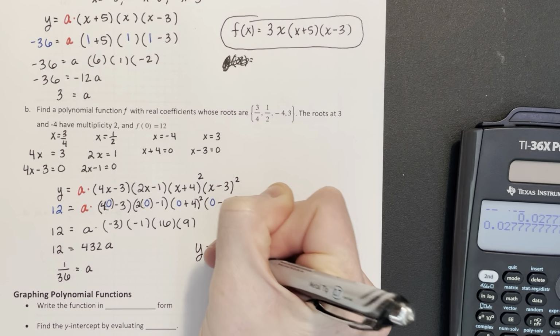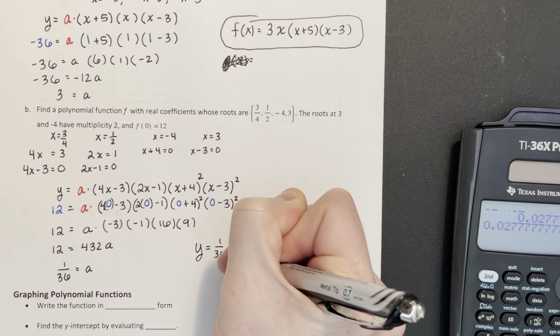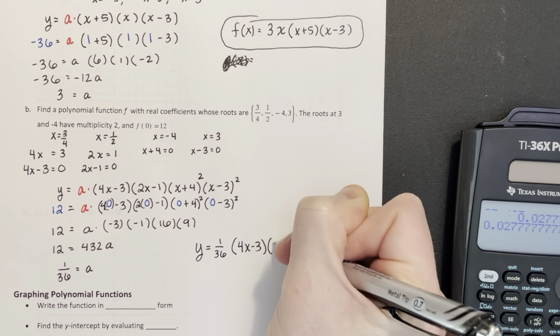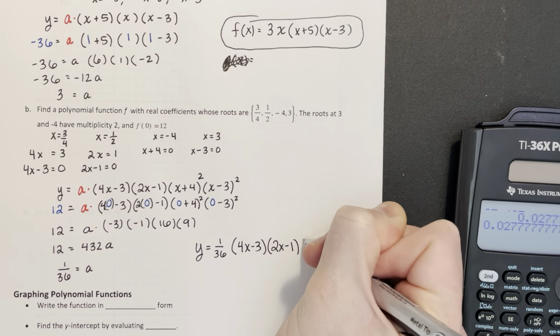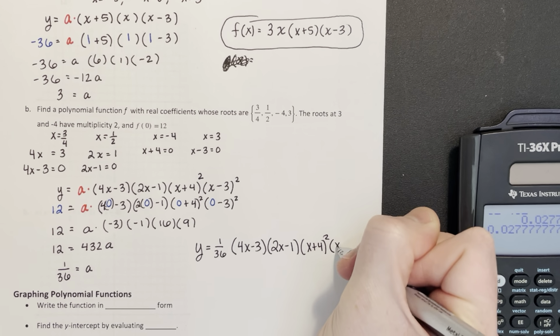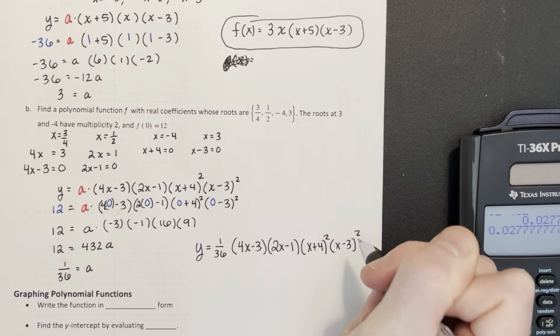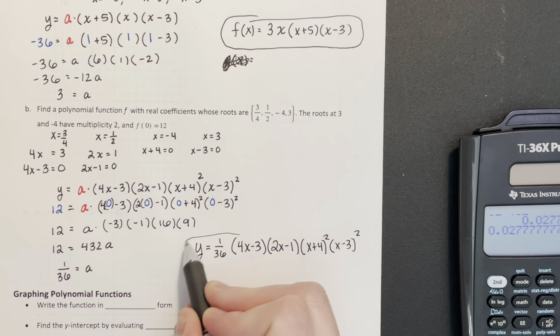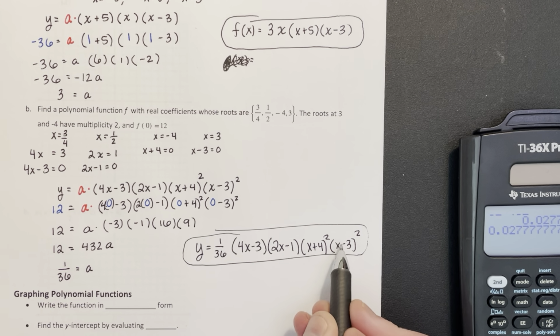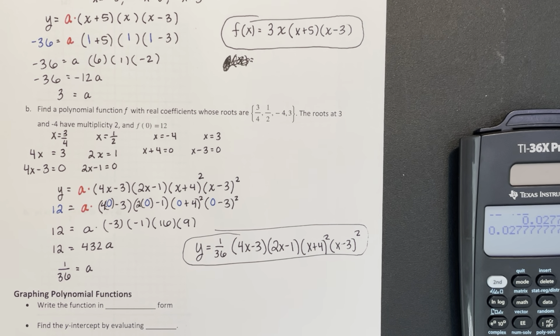So the function is going to be 1 over 36 times (4x minus 3) times (2x minus 1) times (x plus 4) squared and times (x minus 3) squared. If we were thinking about the degree of this one, you've got 1, 2, 3, 4, 5, 6, so it's a degree 6.